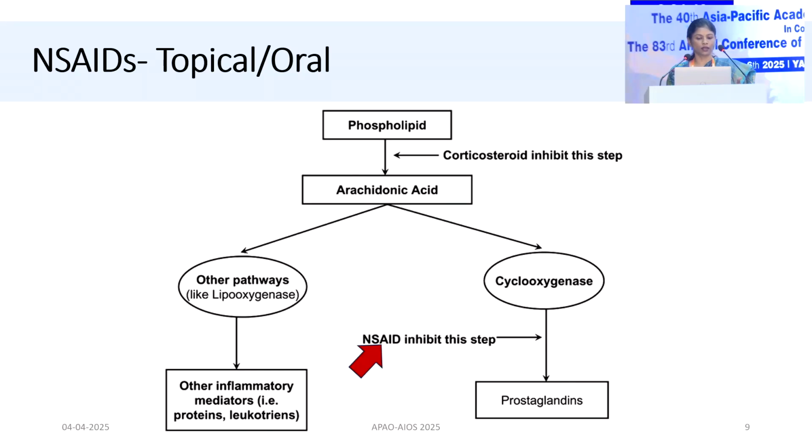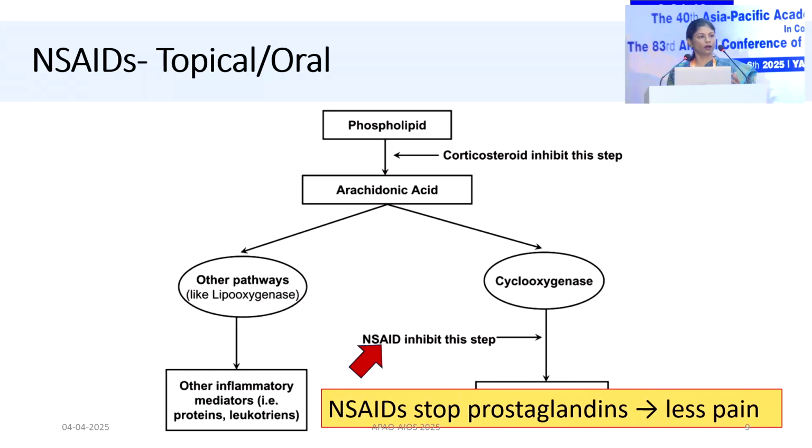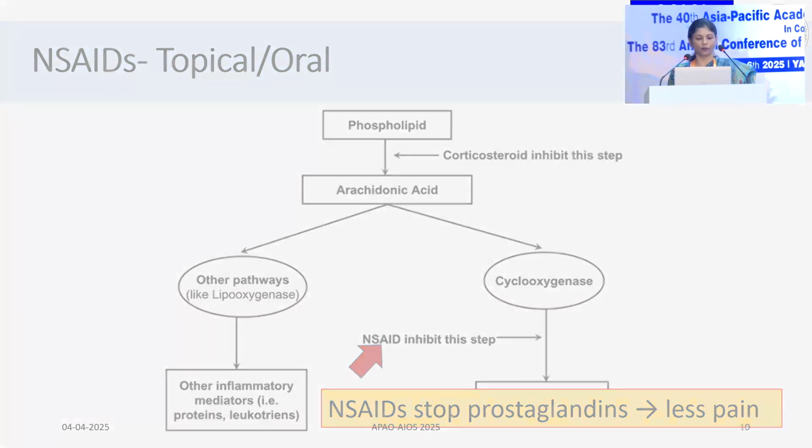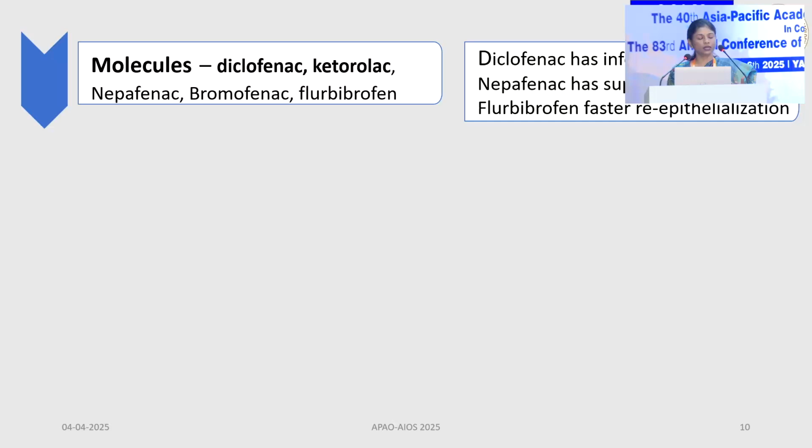And just look at this inflammation pathway. You can see that corticosteroids act very broadly, while NSAIDs block the COX enzyme, and thus stop the production of prostaglandin, which is a main mediator for pain, and thus give immediate relief. Multiple studies have been done on which molecule is better. Definitely they are better than the control group, but among them it's very difficult to say which molecule is better.